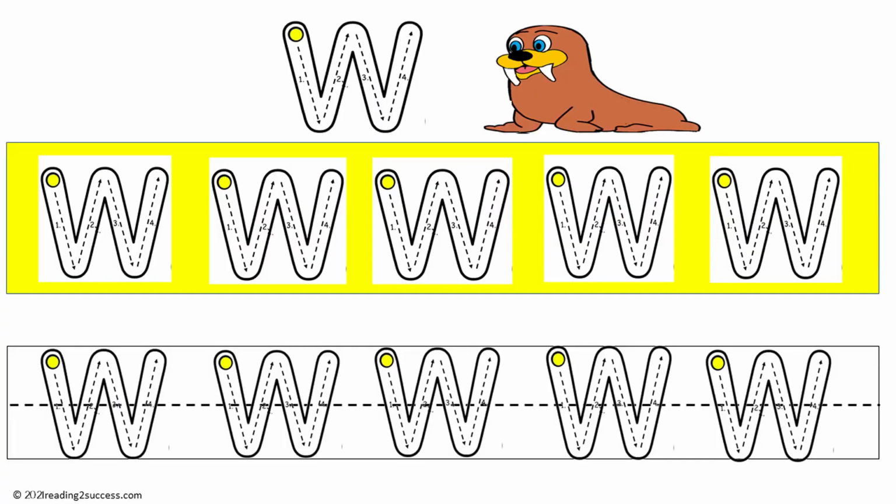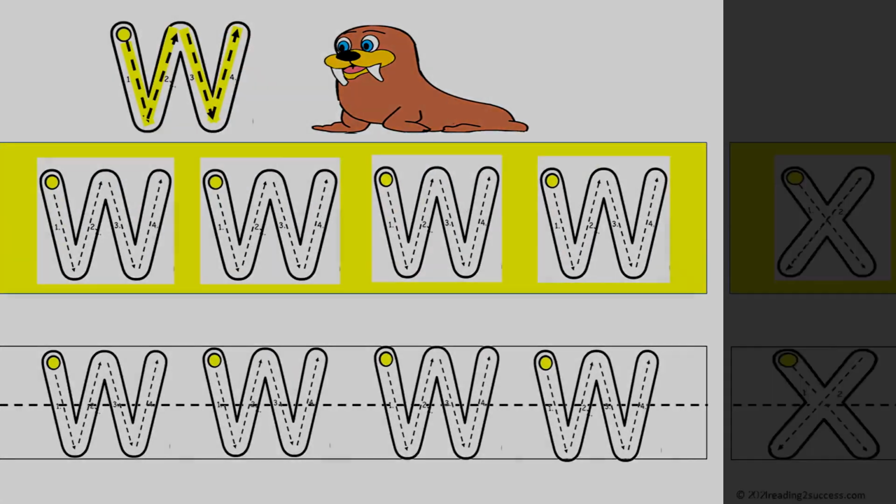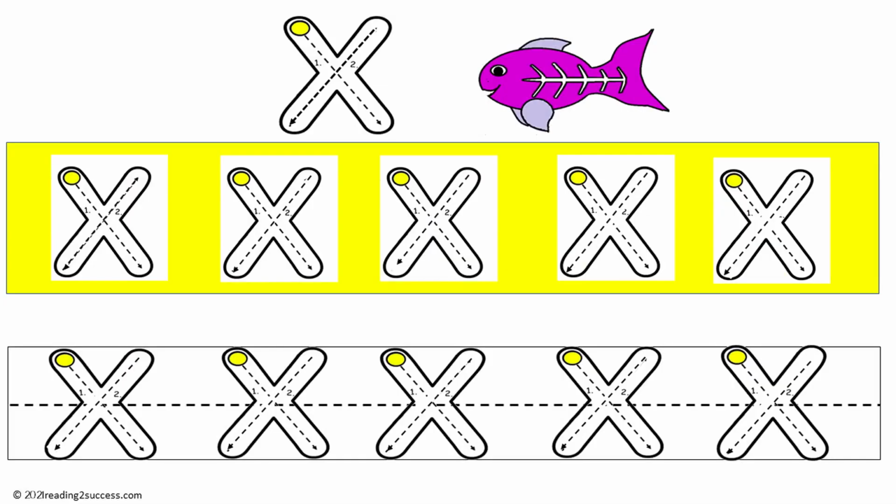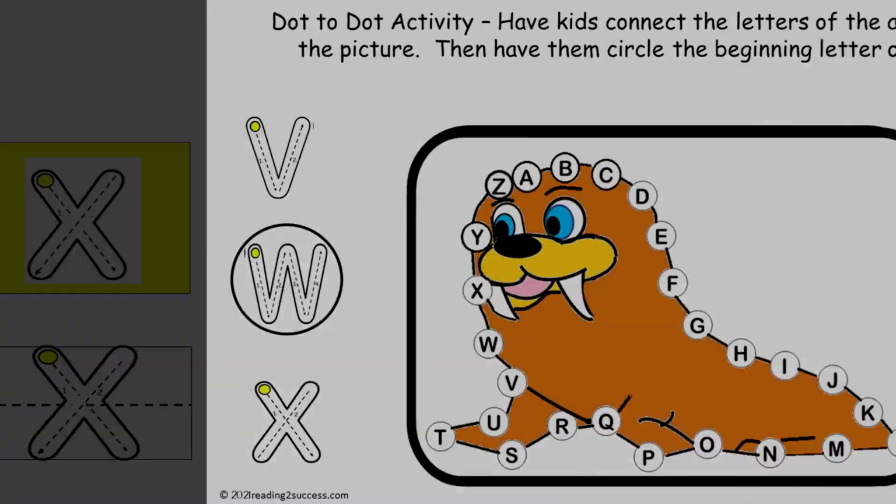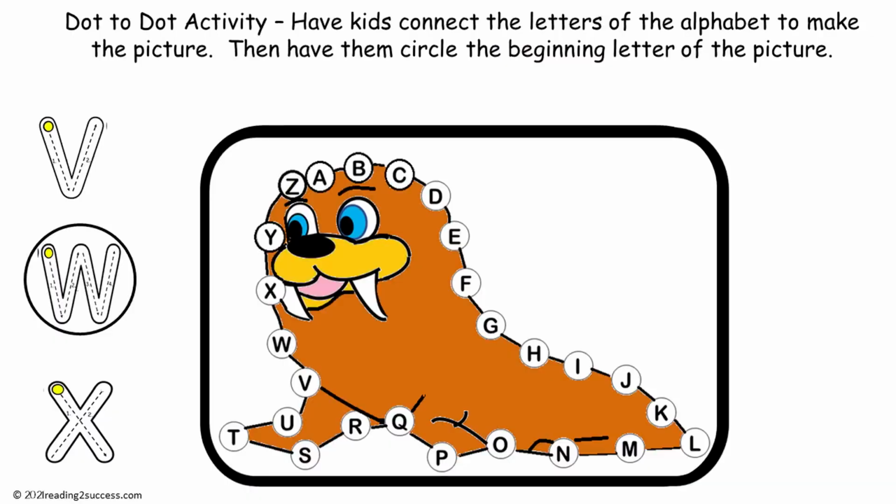W, and X. Have kids complete the dot-to-dot activity. Have them connect the letters of the alphabet to make the picture. Then have them circle the beginning letter of the picture.